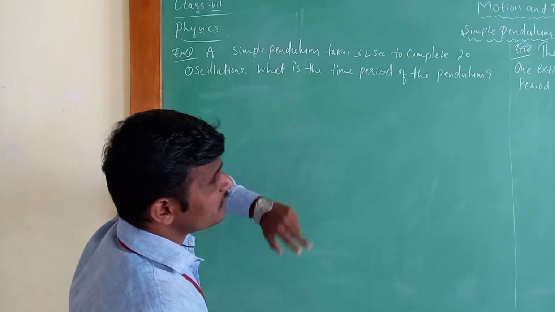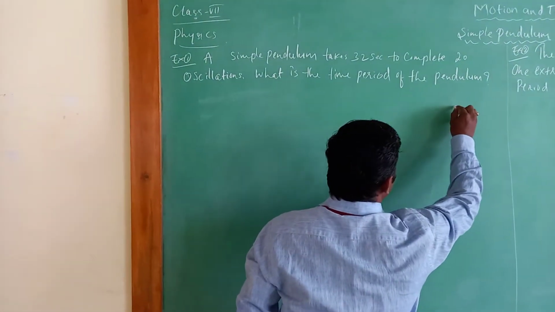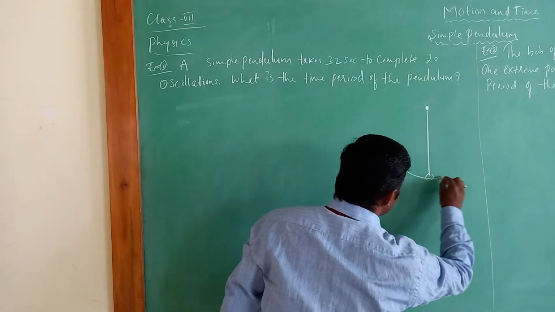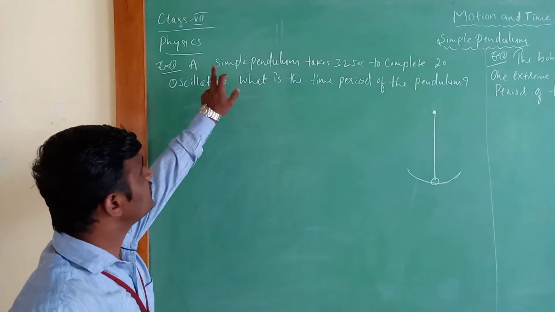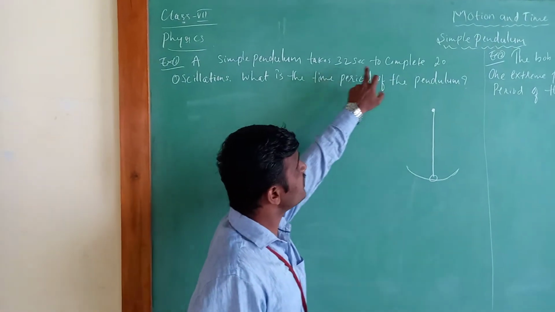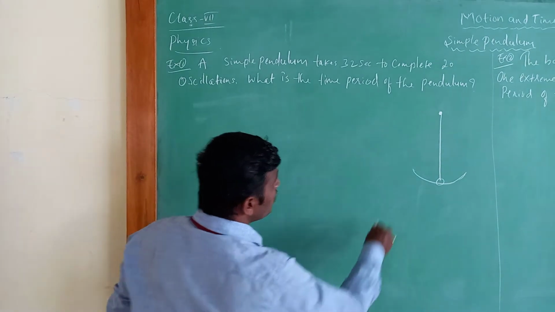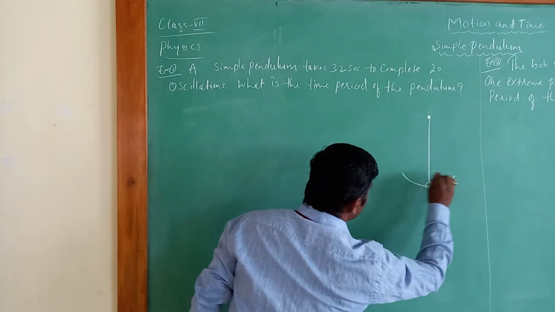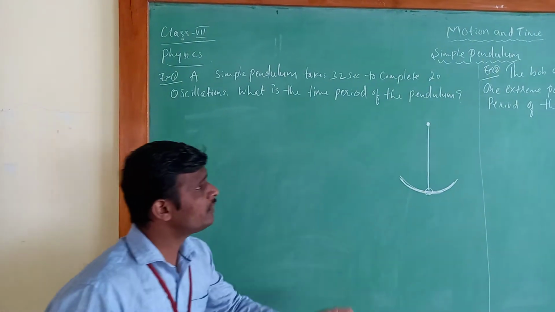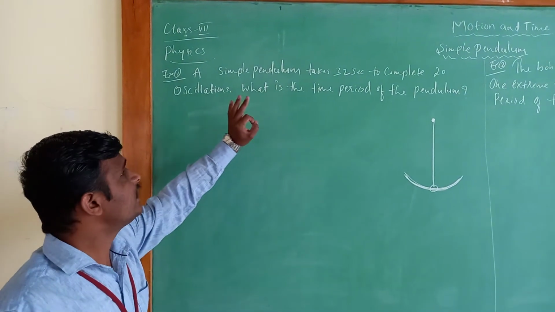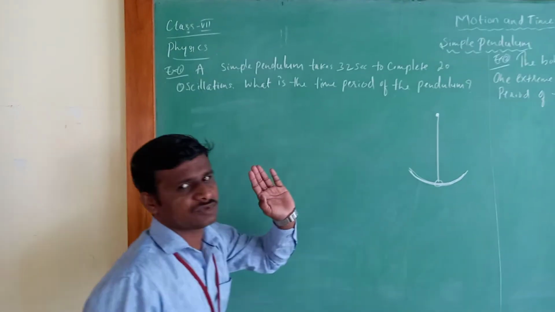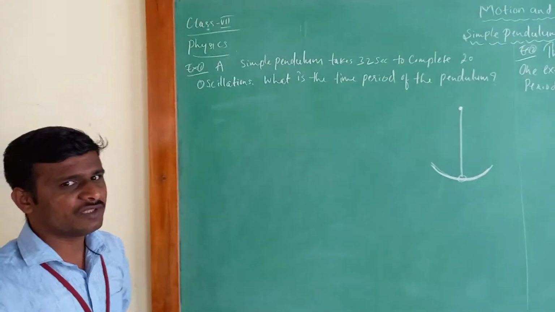So it means a simple pendulum. This is the bob. This simple pendulum takes 32 seconds to complete 20 oscillations. It means it will swing 20 times, from here to here, here to here. So to complete 20 oscillations, it takes 32 seconds. You have to calculate the time period of the pendulum.